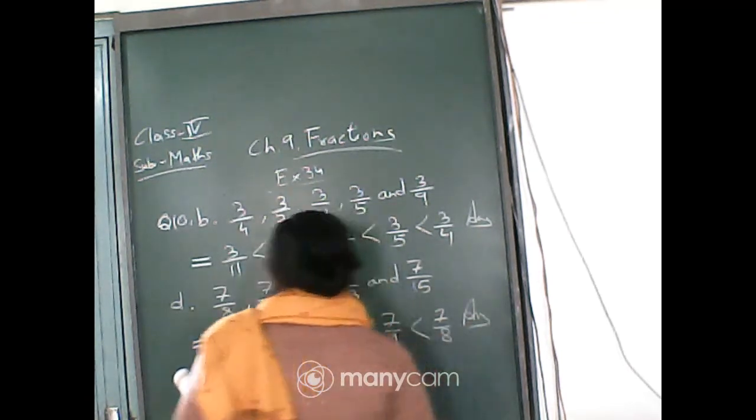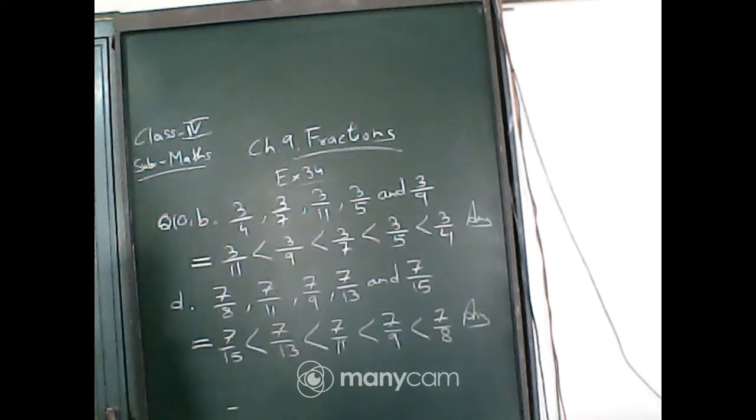I think you have understood. We are just doing the opposite of what we have done in exercise 33. In exercise 34, we are doing the opposite. The fraction with less denominator is the greater one, and the fraction with more denominator is the lesser fraction.